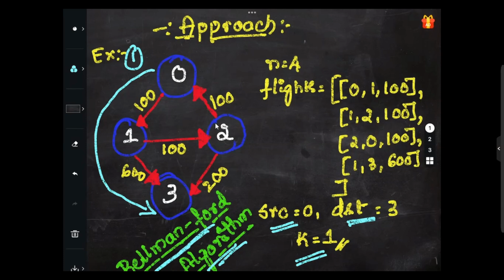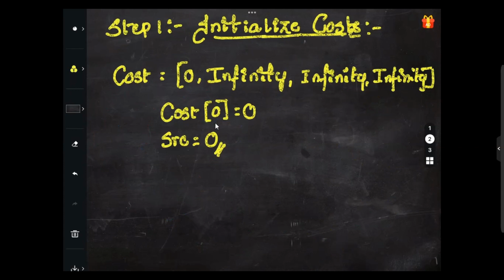Next, let's move on with step 1 here. First thing, we are going with the Bellman-Ford algorithm. We know this one, right? What will be the first step here? We already have the graph. We must find the cheapest cost from 0 to 3, at most one stop. First step here is initialization of the costs.